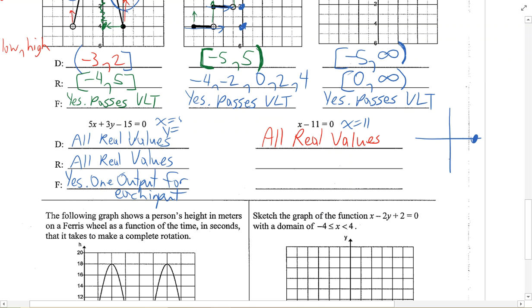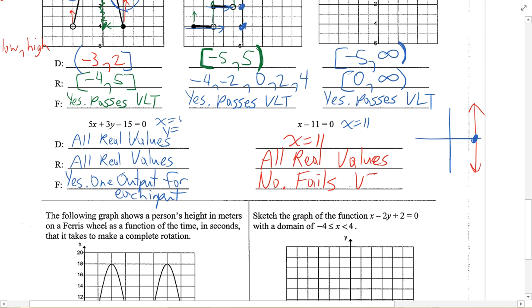So there we go. And so my graph is straight up and down. And I do have values. I have x equals 11. There's a single value for my domain. It's my range that goes forever, up and down, so my range is all real values. My mistake. Is it a function? No, it's not. It fails the VLT. So it's definitely not a function.